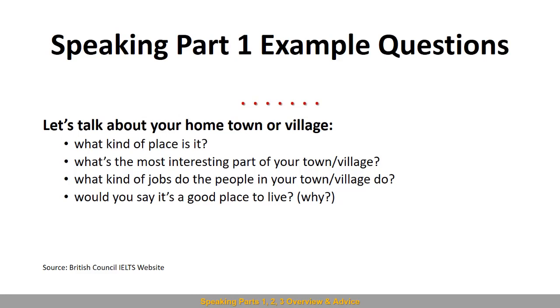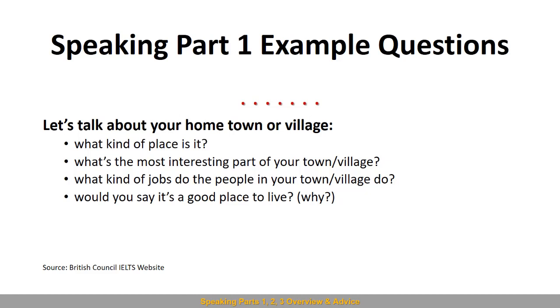Let's take a look at some example questions for speaking part 1. Let's talk about your hometown or village. What kind of place is it? What's the most interesting part of your town or village? What kind of jobs do the people in your town or village do? Would you say it's a good place to live? Why? These are from the British Council IELTS website. They are legitimate, reliable speaking part 1 questions. So these are very familiar, personal questions.